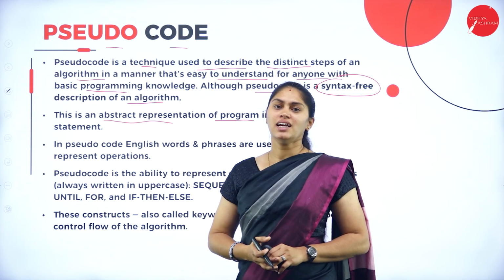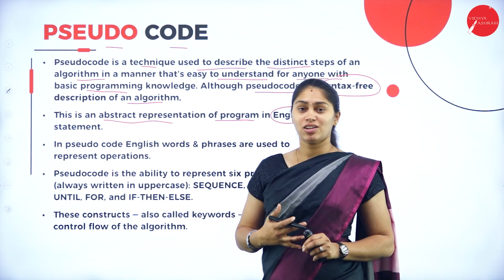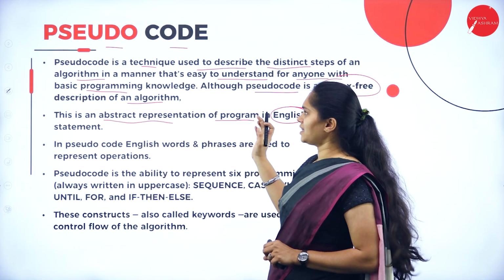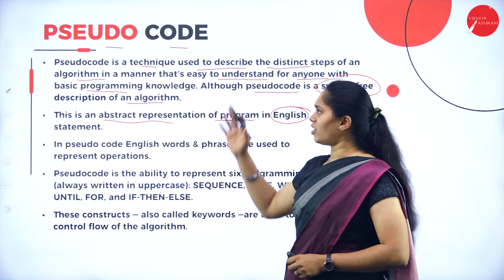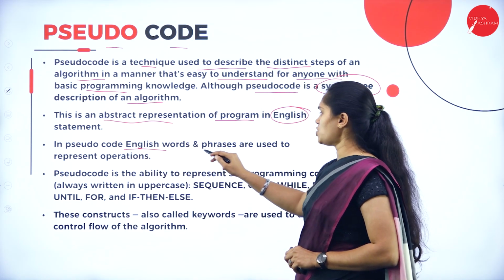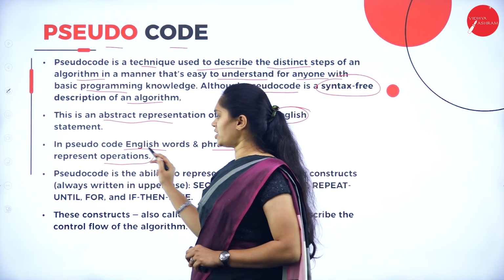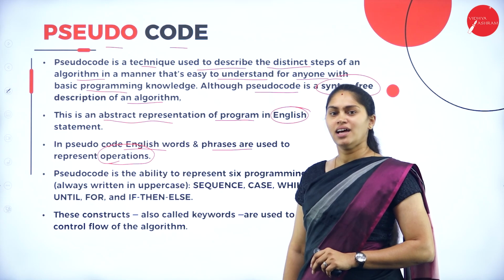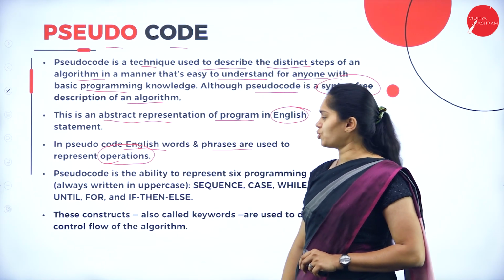So without any syntax or without following any set of rules and regulations, we can describe the algorithm in the English language. Then we call that pseudocode, and in pseudocode, English words and phrases are used in order to represent the operations. Then what are the different constructs that can be represented by making use of pseudocode?